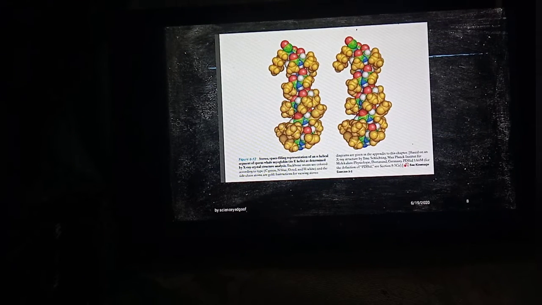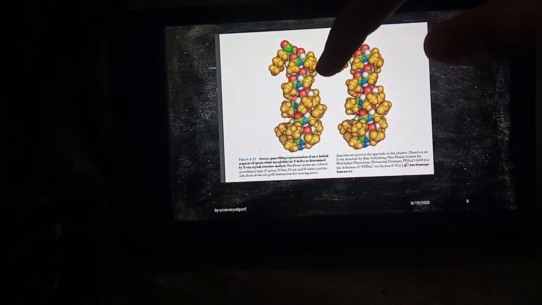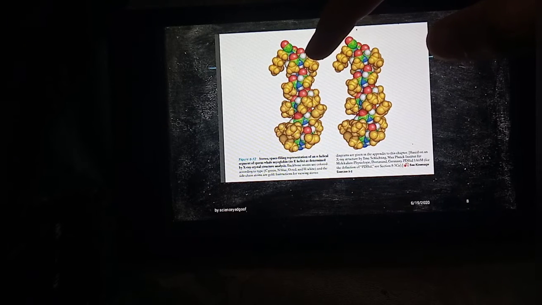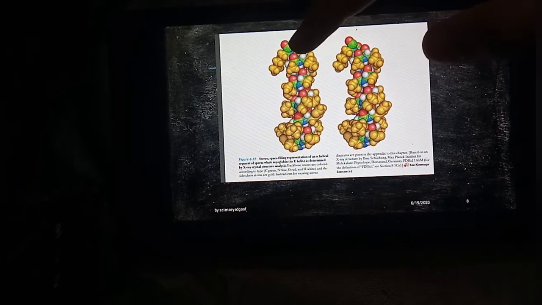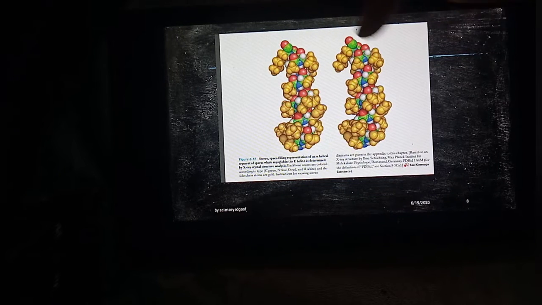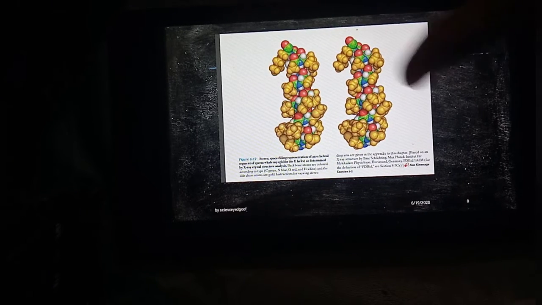Here you can see a space-filling model of an alpha helix from whale myoglobin. The green color gives the carbon atoms, blue gives the nitrogen atoms, red is for oxygen atoms, and hydrogen is given as H. So this is the alpha helix model of whale sperm myoglobin, referred to as the space-filling model.